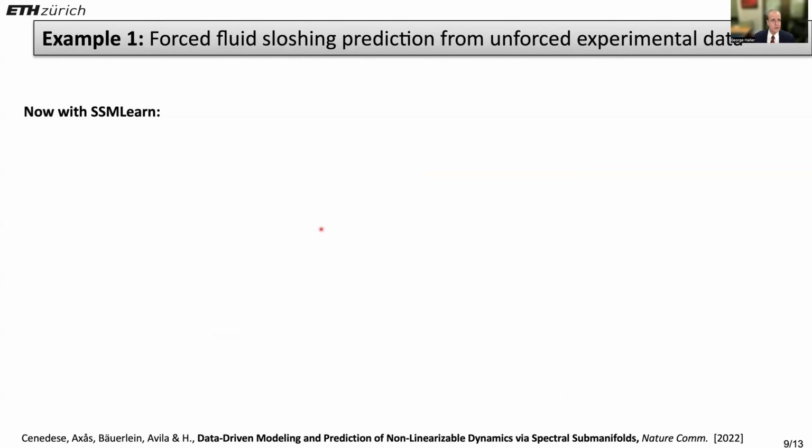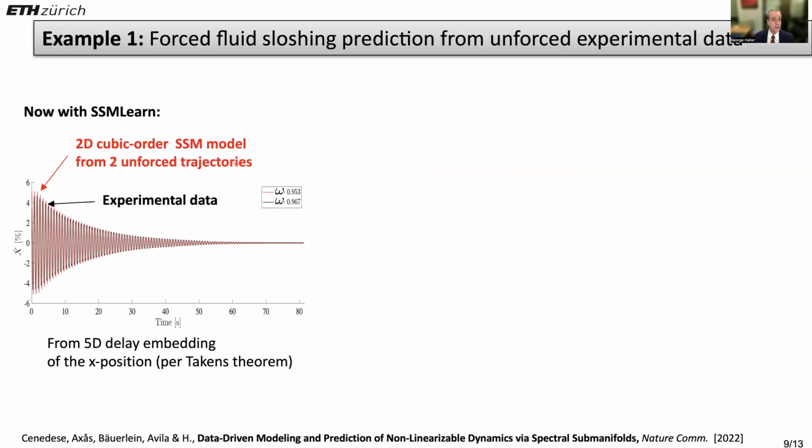So if you do this with SSMLearn, again, just two trajectories, you perform the procedure that I described. Here's the experimental data, and SSMLearn also fits that trajectory. But this is a nonlinear model. It does look like a linear decaying response, but it's now a nonlinear model that's been inferred on a two-dimensional spectral submanifold using 5-dimensional delay embedding. I don't want to go into the background of this. This paper has all the details as to why you pick these dimensions.